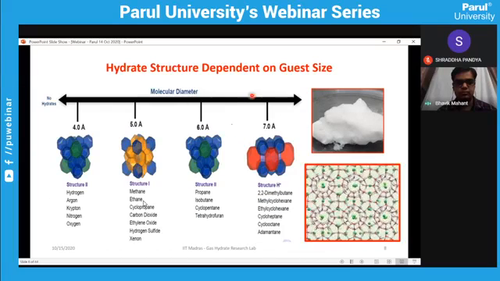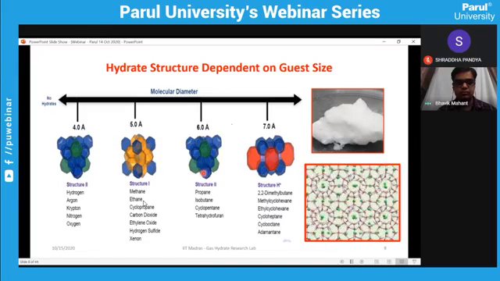Here you can see the list of compounds, which compound makes which type of structure. So in structure 2, you can see that hydrogen, small molecules, nitrogen, oxygen and argon make structure 2 hydrate, and that too they are majorly encapsulated in the small cages only. While if you talk about methane, ethane or carbon dioxide, basically the main research interest of gas hydrate is methane and carbon dioxide. They form structure 1. This is the radius of that structure, atomic radius you can say, 5 angstrom.